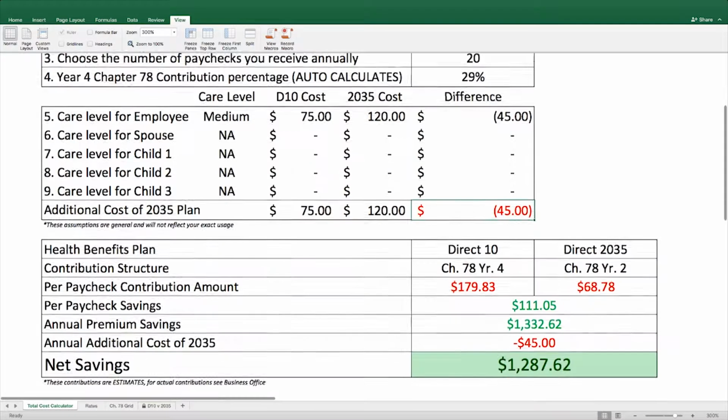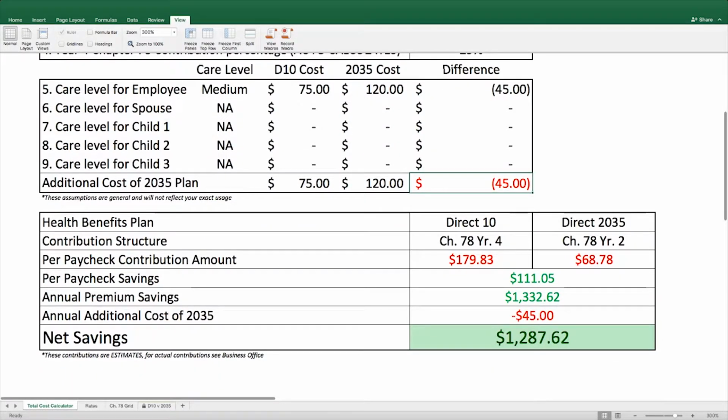Now, taking that information, we take a look at the health benefits plan, so Direct 10 versus 2035, year 4 of Chapter 78 versus year 2 of Chapter 78, and the per paycheck contribution amount. That's going to be $179 in the Direct 10 versus $68 in the 2035. So each paycheck, this employee would be saving approximately $111. Annual savings would be about $1,300. And then we subtract from that the additional costs associated with the 2035 plan. And we find that this employee would have a net savings of $1,287.62.